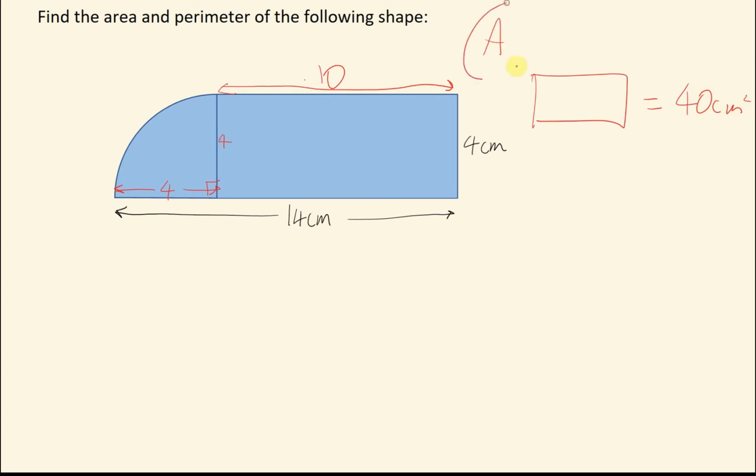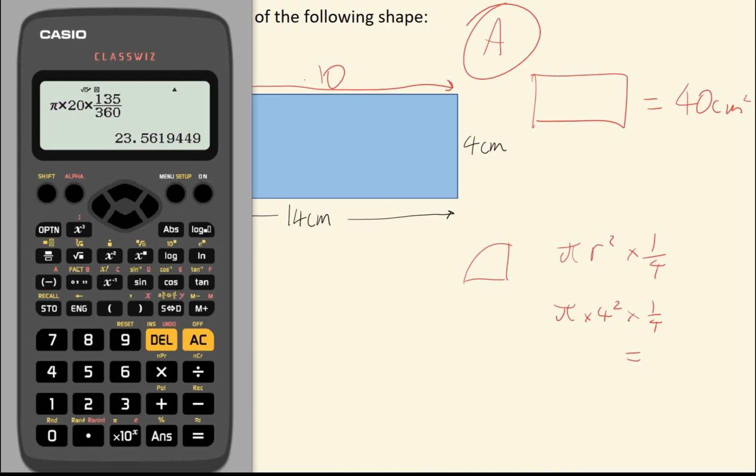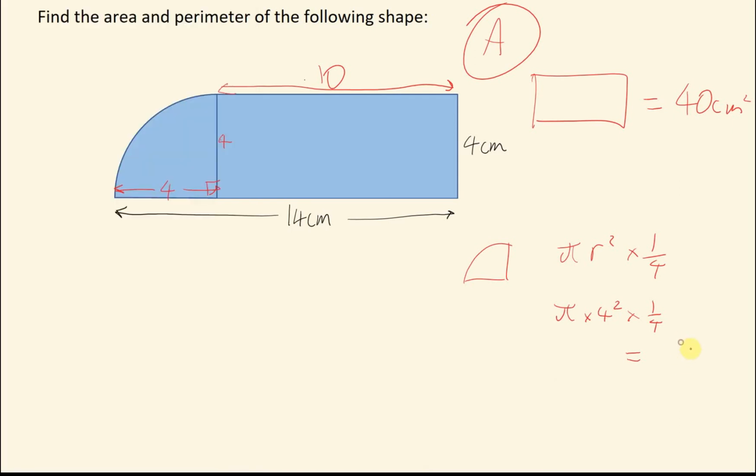I'm doing the area first, by the way. I now need to work out the area of my quarter circle. So I'm going to do pi r squared and then times by 1/4. So I just do pi times 4 squared times 1/4. Go to my calculator and we can work that out. Pi times 4 squared times 1/4. That gives us 4 pi, which is 12.6. So the total area is these two added together, which is 52.6 centimeters squared.